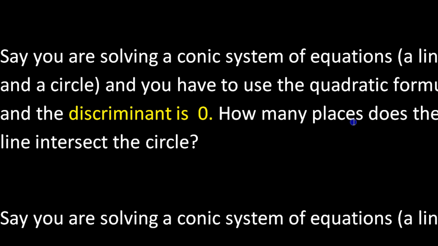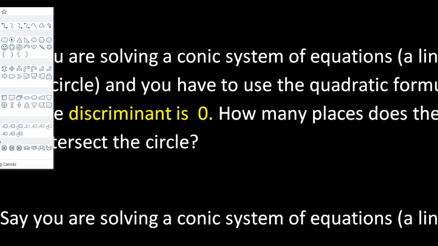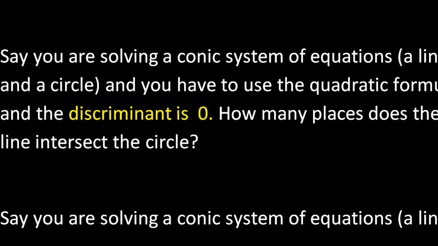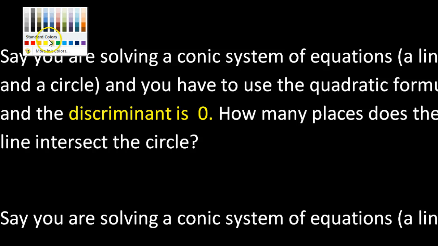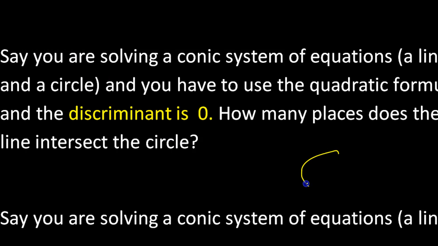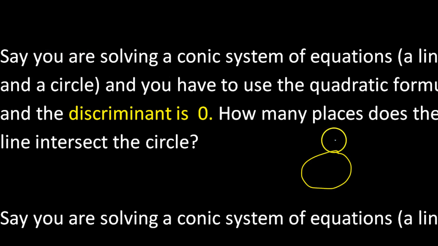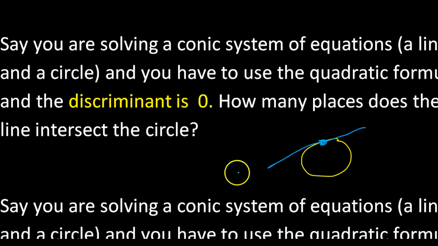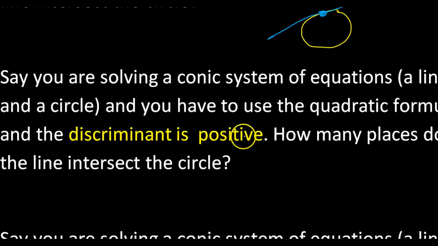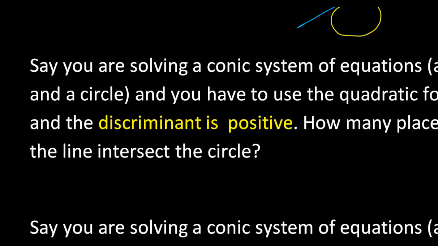That means if I ask how many places the line intersects the circle, it must be one of those situations where the line only hits the circle once. So it must be like this: here you have a circle, and then here you have a line. It must be one of those where the line only hits the circle one time. Okay, so similarly, just real quick, let me zoom out a little bit.